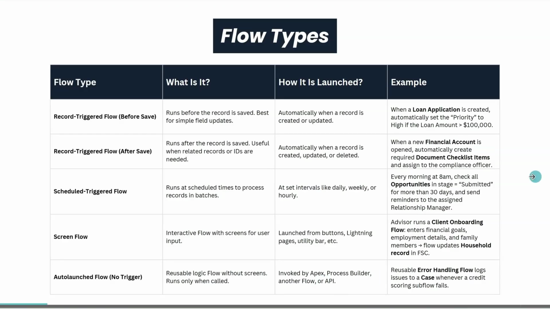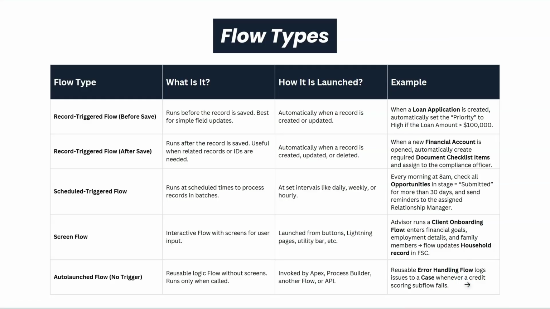For example, if a credit scoring subflow fails, we could have an auto-launch flow that creates a case so all issues are tracked in one place. So I know I went through that fairly quickly, but those are the 5 flow types that you'll use most often. If you can learn these well, you'll be able to handle most Salesforce Flow use cases.